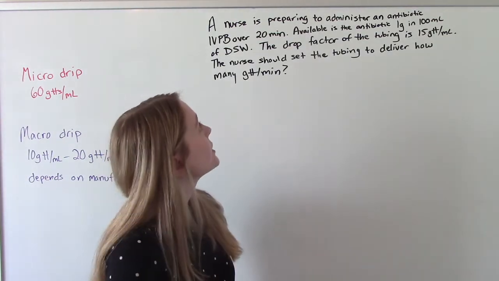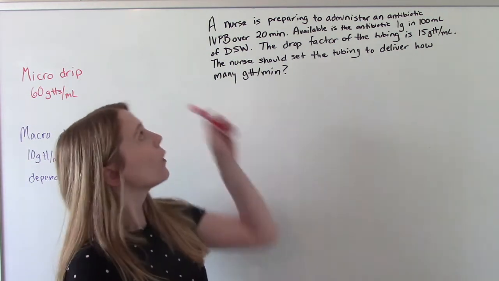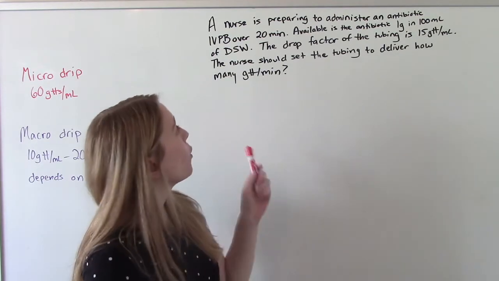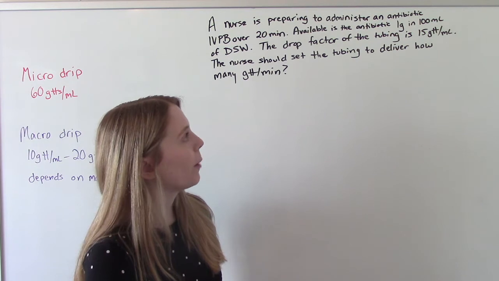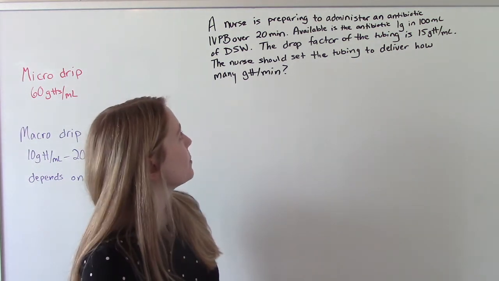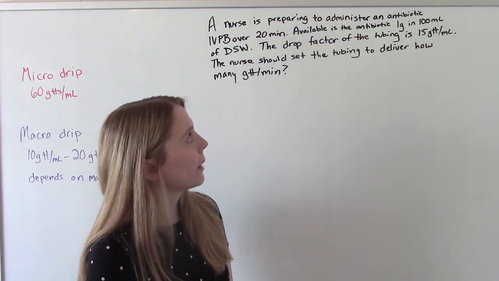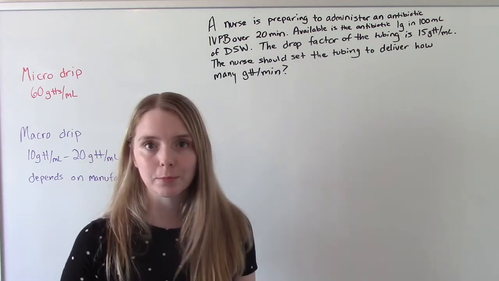All right, number 3. A nurse is preparing to administer an antibiotic, IV piggyback. So if you see IV PB, that means IV piggyback, over 20 minutes. Available is the antibiotic 1 gram in 100 mLs of D5W. The drop factor of the tubing is 15 drops per ml. The nurse should set the tubing to deliver how many drops per minute?